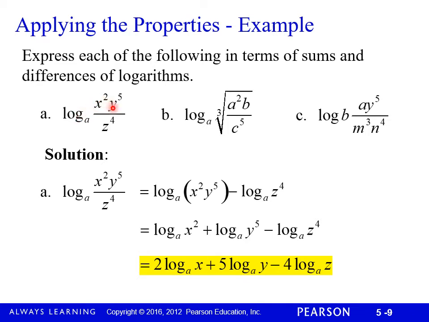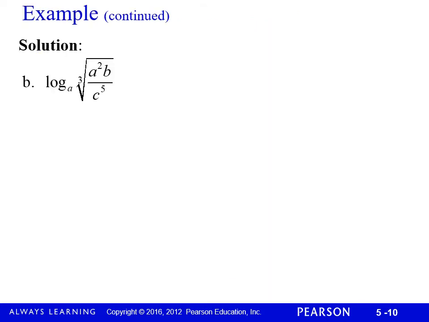Log x squared plus log y to the fifth. Everything in the denominator is negative, minus log z to the fourth. But knowing the power rule, I can also take that apart as well. So 2 log x plus 5 log y minus 4 log z. So once you get those three and how they work together, numerators are positive, denominators are negative, I can almost move directly from the original expression to my final answer.